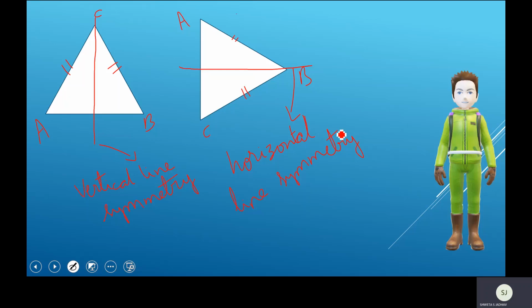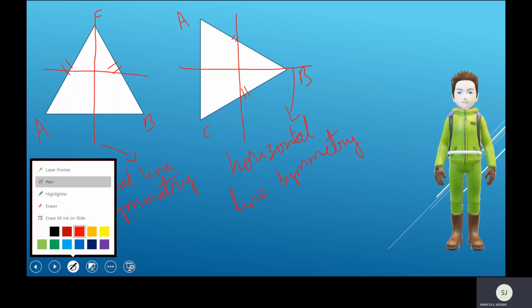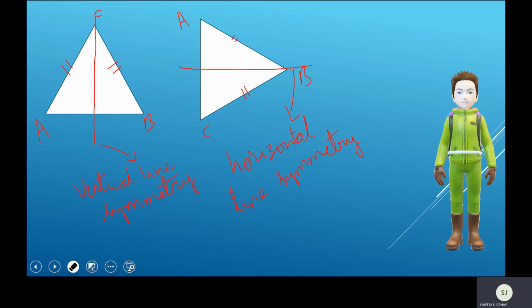Can we do it? We can't do it when we use horizontal or vertical, because whenever we are dividing any figure into half, it should be exactly overlapping on each other. So it will not happen here. So it is having only one line of symmetry. So can a figure have more than one line of symmetry? Let's see with an example.